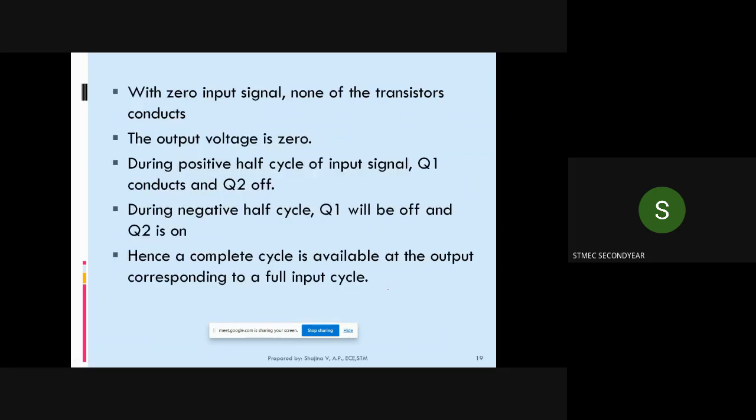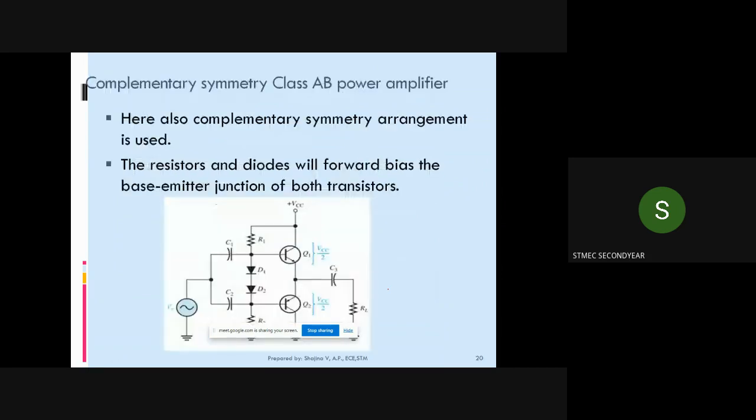So here also we can use class AB configuration to overcome this drawback, that is the drawback of crossover distortion. In class AB configuration, as we have done in push pull configuration, in complementary symmetry configuration also we are using a diode and resistor arrangement at the base. This diode and resistor arrangement at the base is used such that we are shifting our Q point slightly above the cutoff point. By using this diode voltage, we use two diodes here, so the voltage drop will be 1.4.